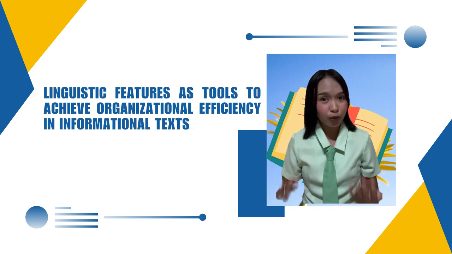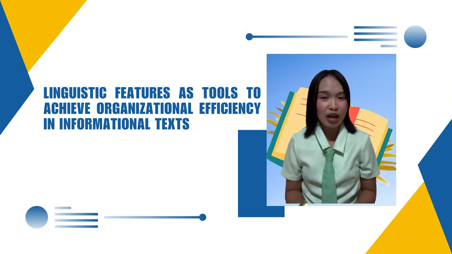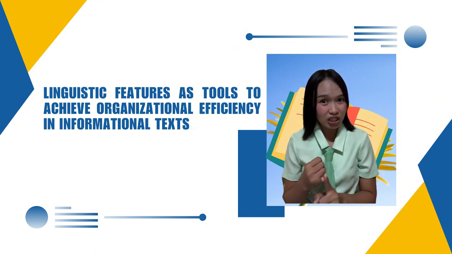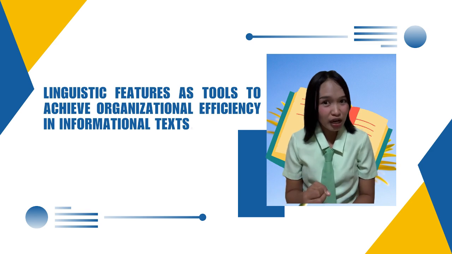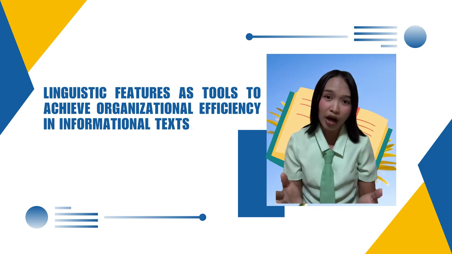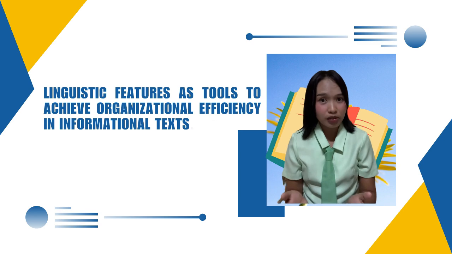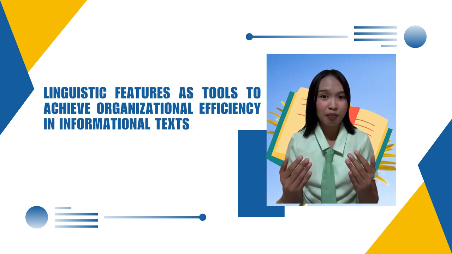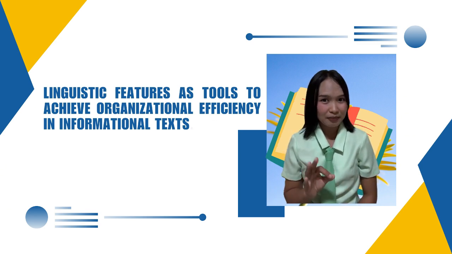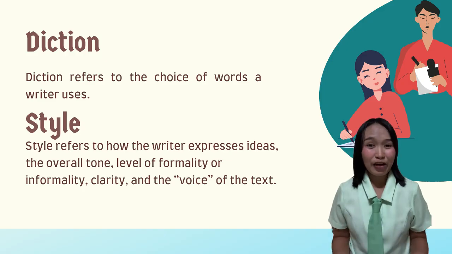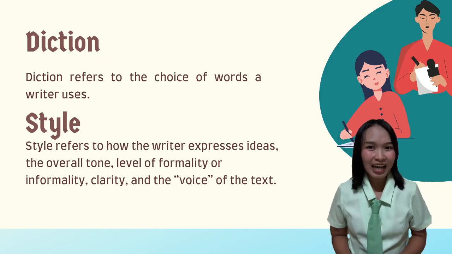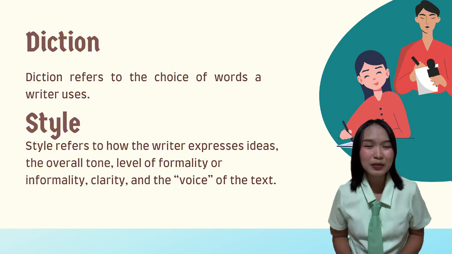Now, here are the three features we will examine today: diction and style, transition devices, sentence structure and diction. After defining each one, we will look at examples, then analyze a short informational paragraph using all three. First, the diction and style. What is diction and style?